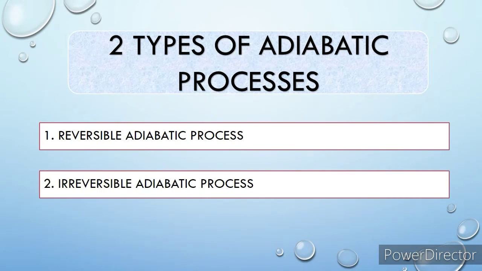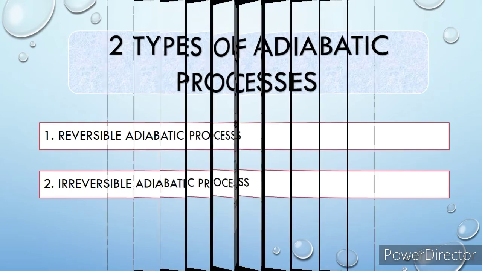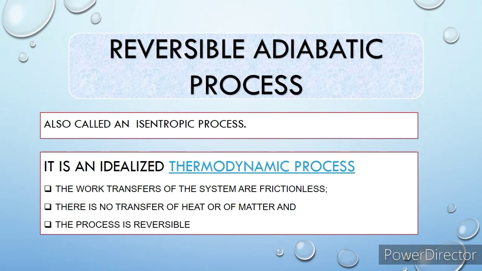There are two types of adiabatic processes: reversible and irreversible adiabatic processes. So let us look first at the reversible adiabatic process. Reversible is also called an isentropic process, and it is an idealized thermodynamic process. Why? Because the work transfers of the system are frictionless. Take note, frictionless, meaning there is no friction, and there is no transfer of heat or of matter. And the process is reversible.